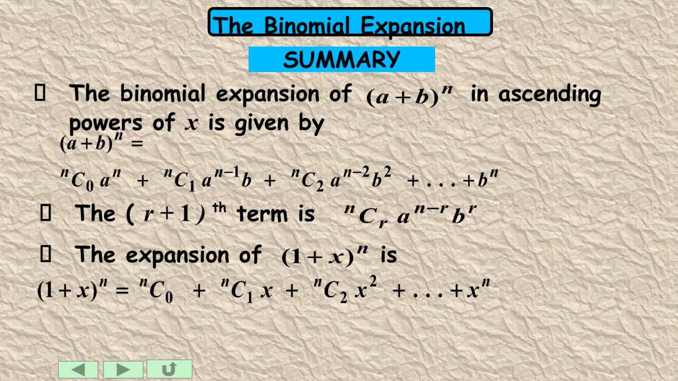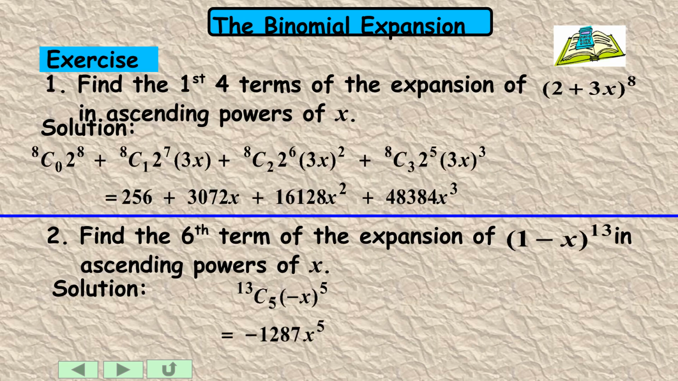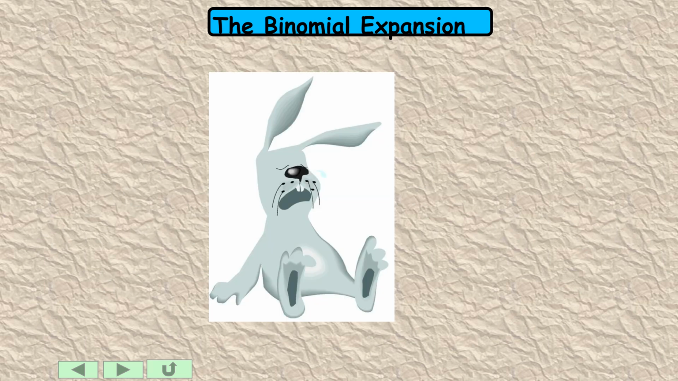The binomial expansion of 1 plus x to the power of n in ascending powers of x is given by this formula. Remember that r is any integer from 0 to n. The r plus 1 term is given by the formula shown. For the expansion of a plus x to the power of n, the generalized formula is also provided. Let's work through an example.